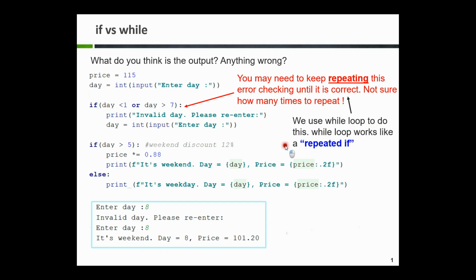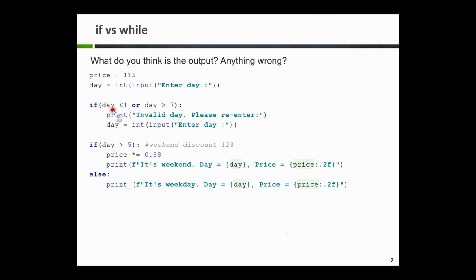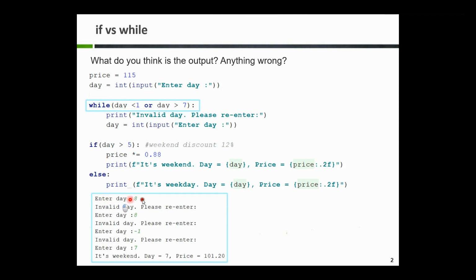A while loop works like a repeated if in a way. So if we replace this statement, if, just by this keyword while, and we look at the output. Now the user enters 8. 8 is bigger than 7, so it is invalid. We ask the user to enter the day again.